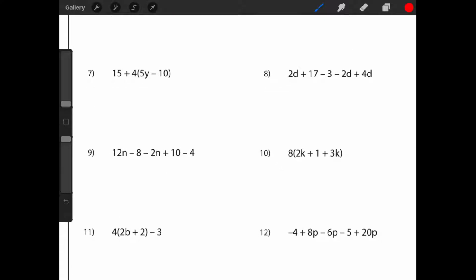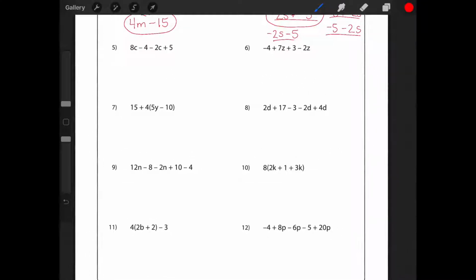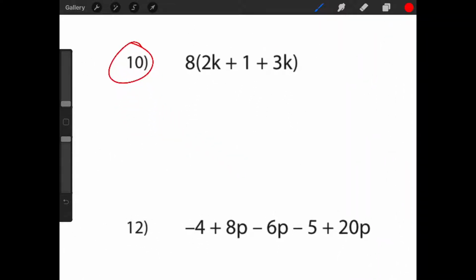So I'm going to do one last problem. I am going to go ahead and do problem number 10 with you, because 10 is more of a challenge problem because it actually has 3 terms inside those parentheses. So again, we're going to do the distributive property. So here's my card. Oprah's going to pass it out. So you get a card.